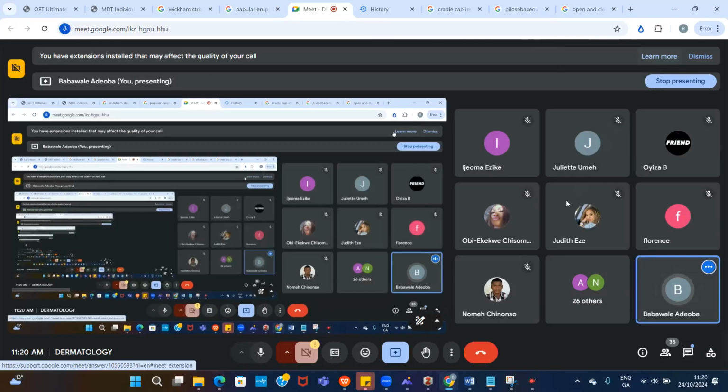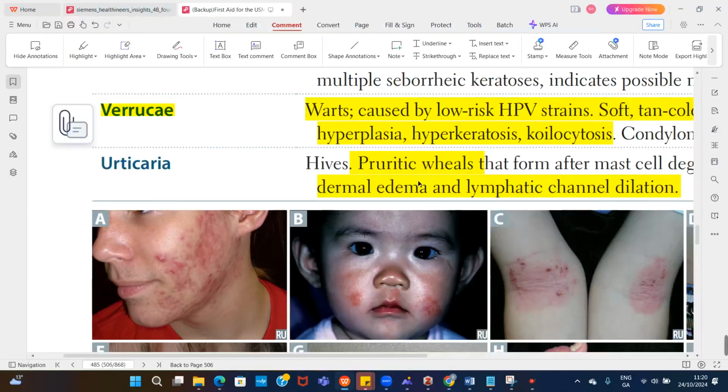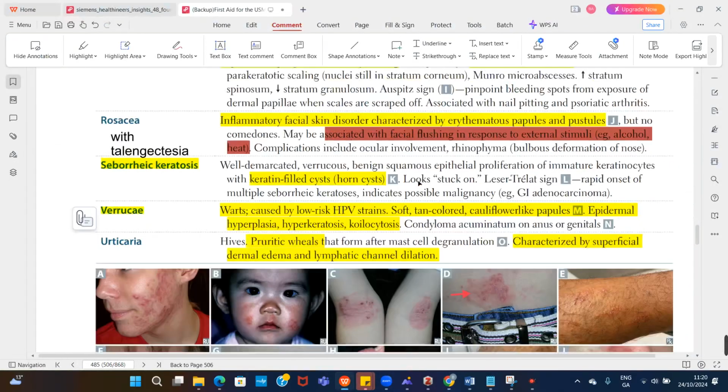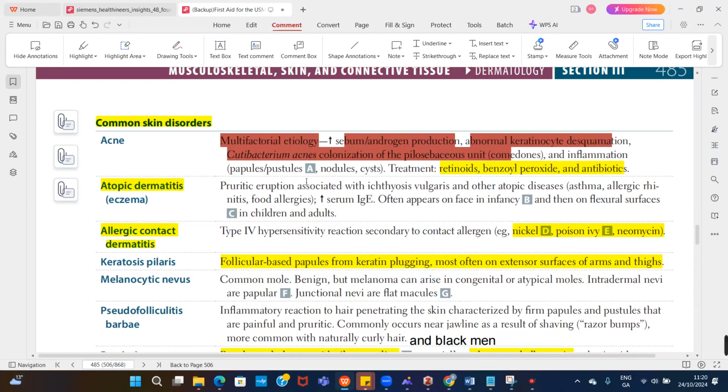So let's go back before I deviate too much. Do we understand what I'm trying to explain? Yes. So that is the way it works. But once inflammation occurs in response to that Cutibacterium, then you start having papules being formed. You start having nodules and cysts being formed in the extreme cases. Very, very important stuff.